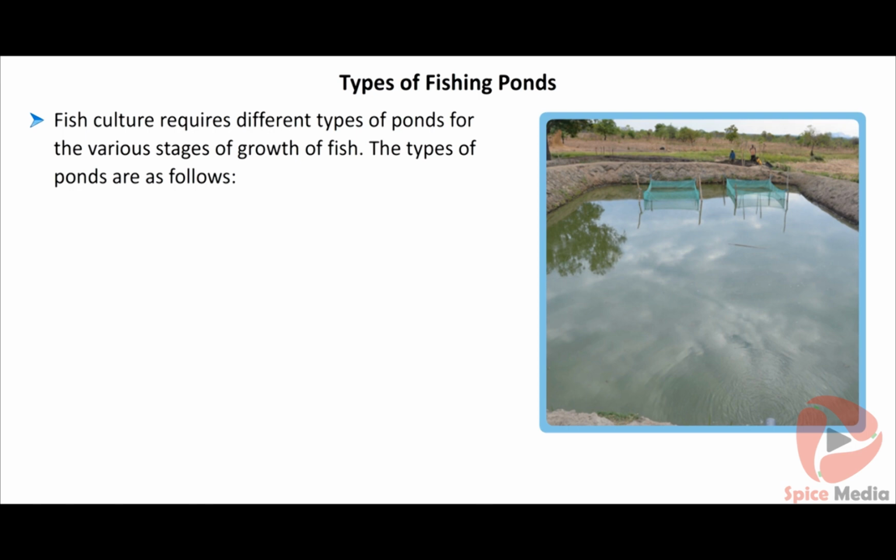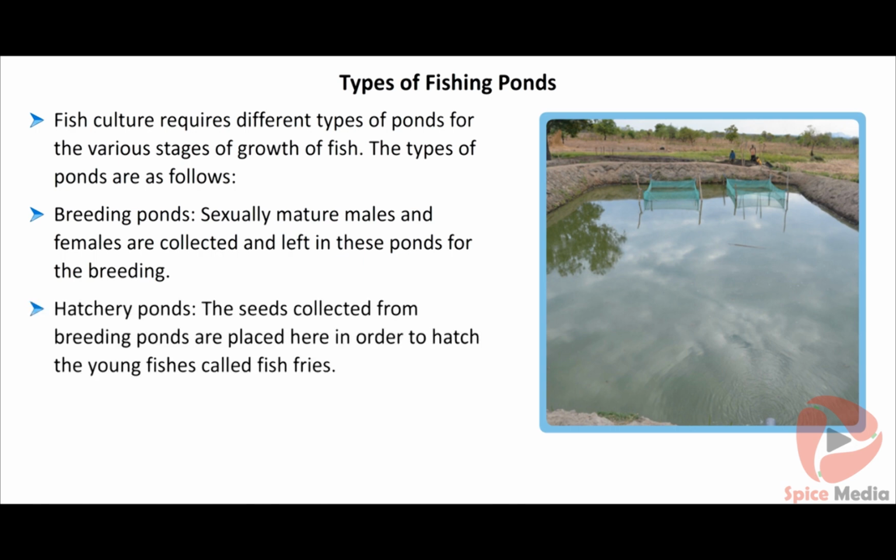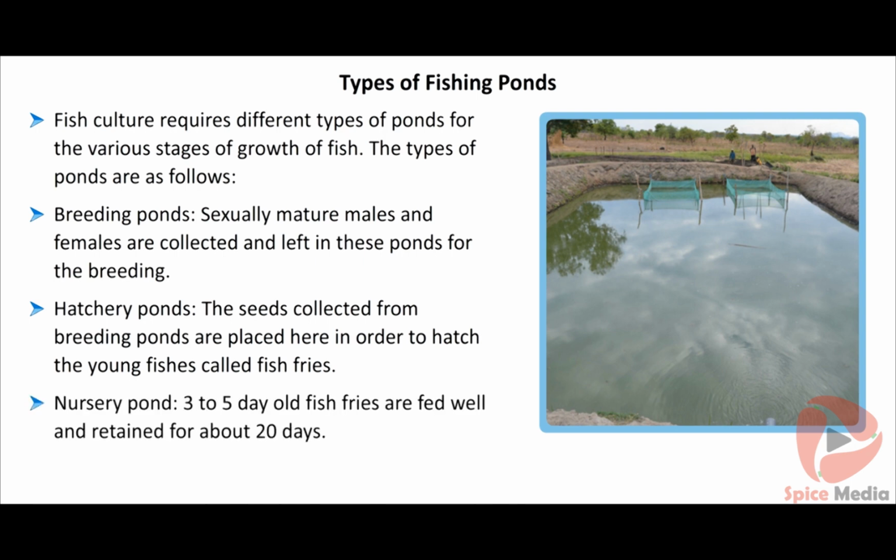Fish culture requires different types of ponds for the various stages of growth of fish. The types of ponds are as follows. Breeding ponds. Sexually mature males and females are collected and left in these ponds for breeding. Hatchery ponds. The seeds collected from breeding ponds are placed here in order to hatch the young fishes called fish fries. Nursery ponds. 3 to 5 day old fish fries are fed well and retained for about 20 days.